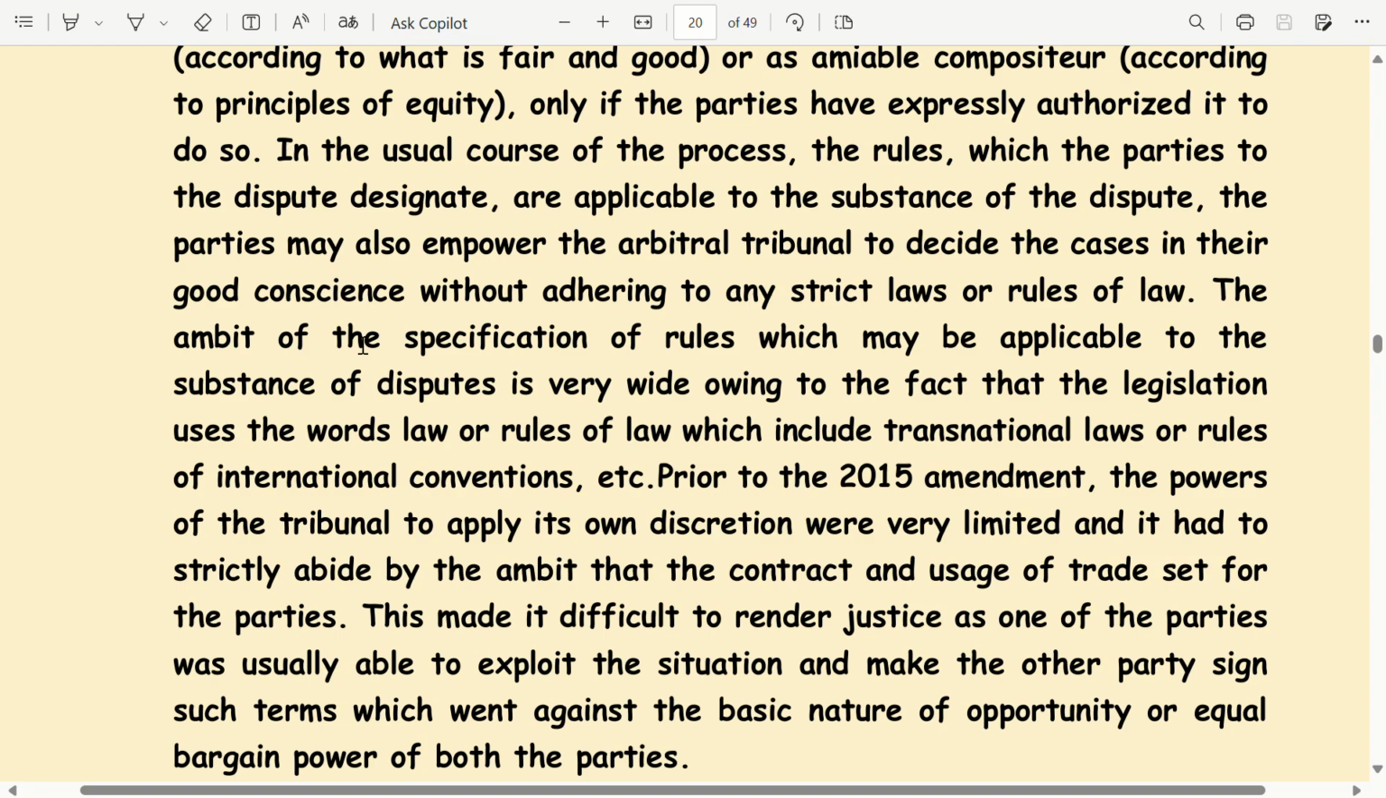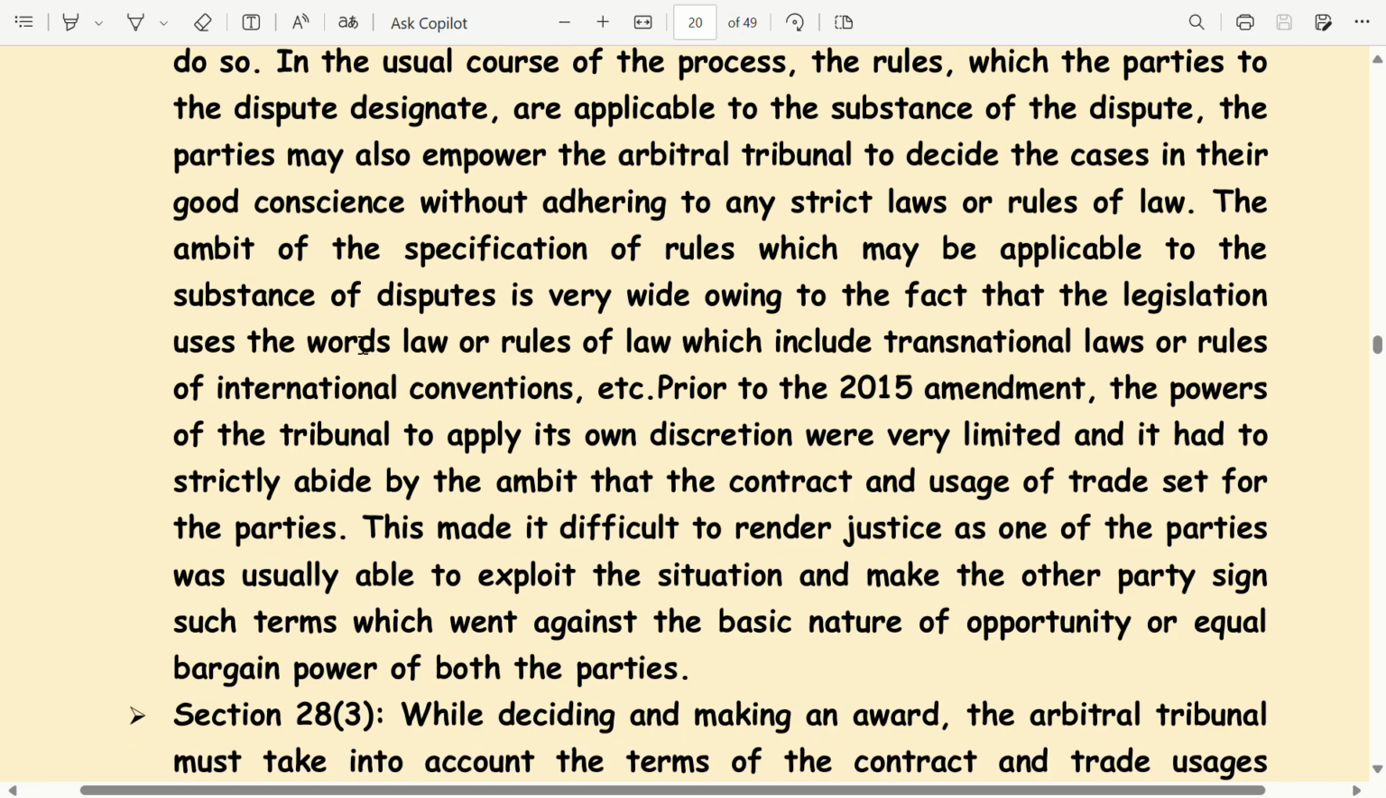The ambit of the specification of rules which may be applicable to the substance of dispute is very wide, owing to the fact that the legislation uses the words law or rules of law, which include transnational laws or rules of international conventions, etc. Prior to the 2015 amendment, the powers of the tribunal to apply its own discretion were very limited, and it had to strictly abide by the ambit that the contract and usage of trade set for the parties. This made it difficult to render justice, as one of the parties was usually able to exploit the situation and make the other party sign such terms which went against the basic nature of opportunity or equal bargaining power of both the parties.